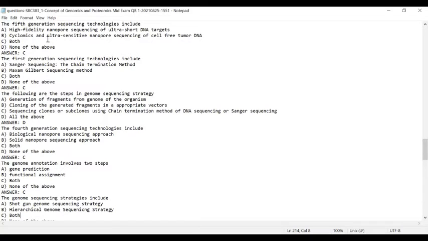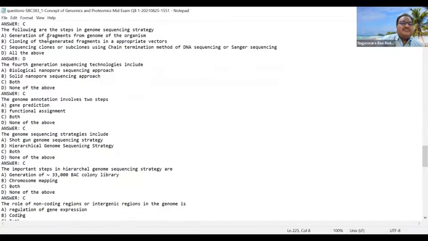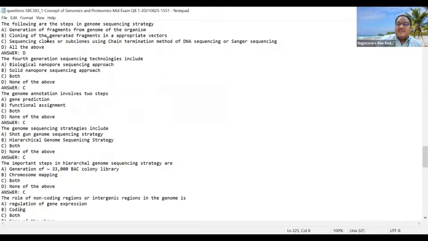Yes, sir. Okay, then answer this question now. What are the 1st generation sequencing technologies? Sanger, Maxam-Gilbert, both or none? Both, sir. Both Sanger and Maxam-Gilbert sequencing approaches are known as the 1st generation. Okay, Chandana.